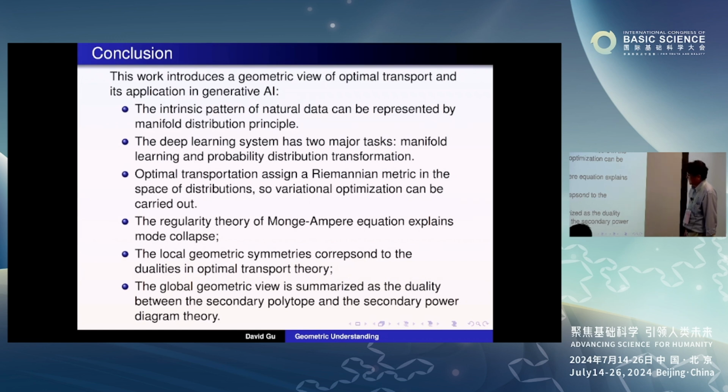Basically, we see that OT theory has a lot of symmetries and gives you a lot of insight.